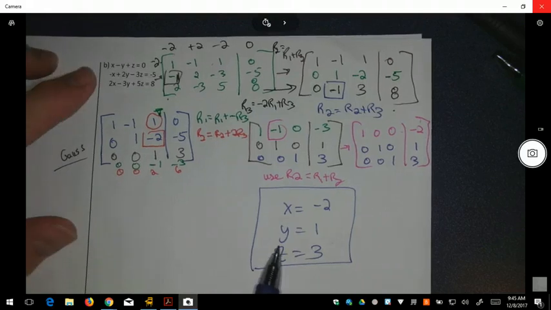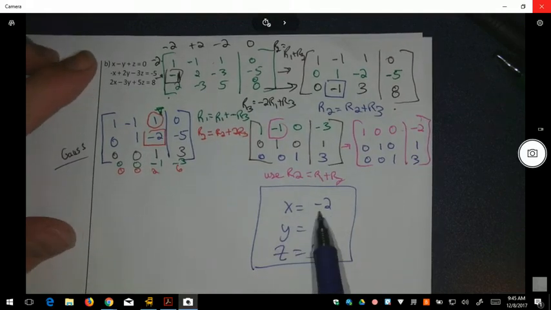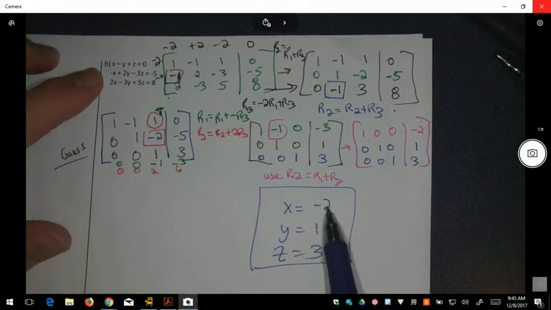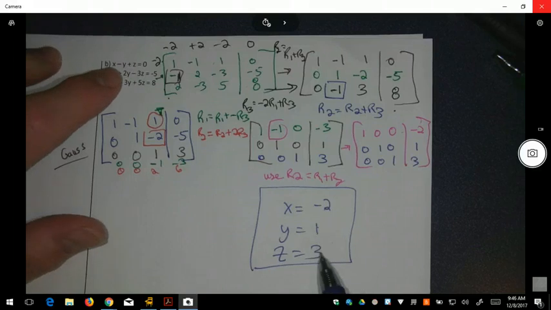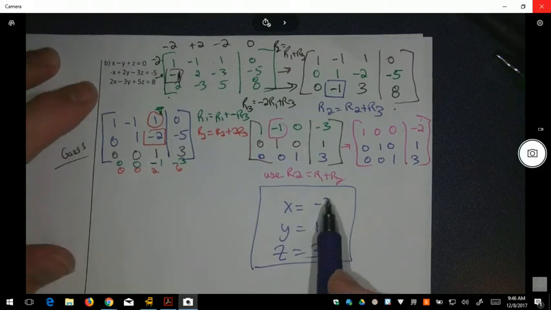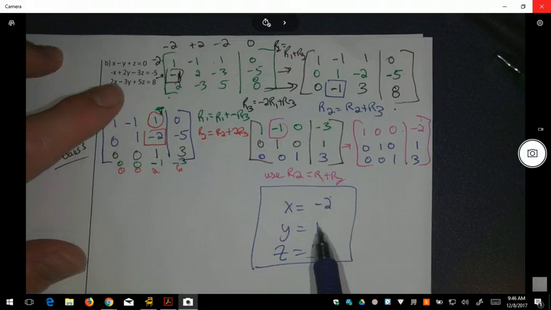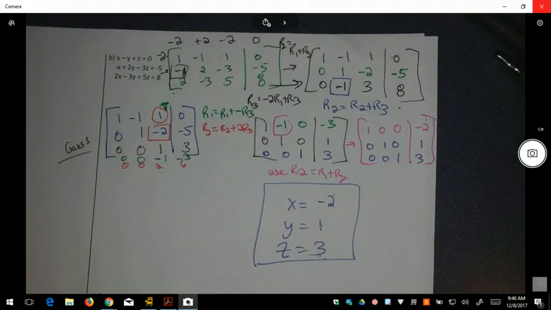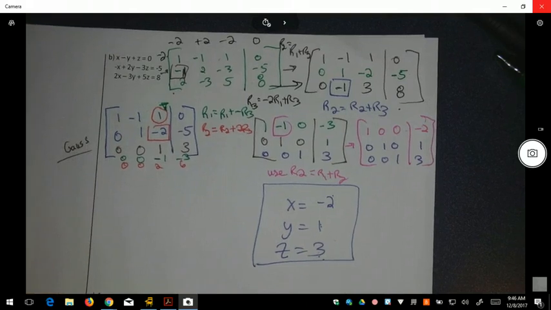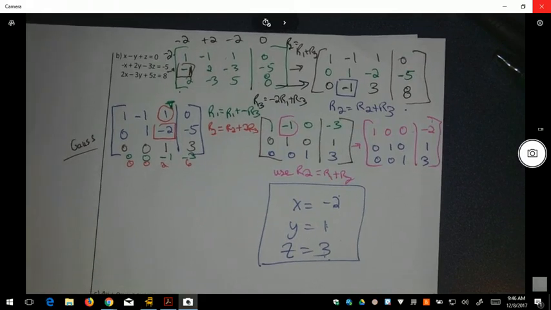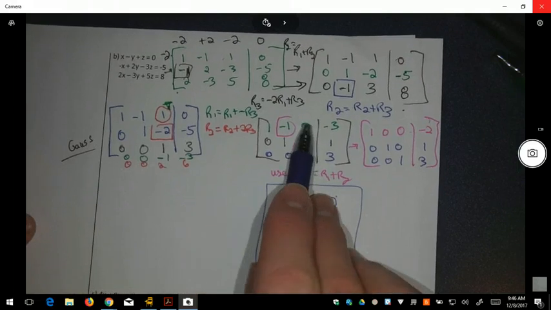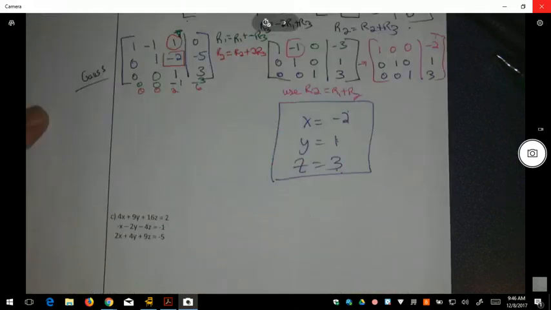I should plug these back in. I'm going to check real quick. That's negative 2 minus 1 is negative 3, plus 3 is 0. So that works. That's 2 plus 2 is 4, minus 9 is negative 5. That works. Negative 4 minus 3 is negative 7, plus 15 is 8. So it does work in all equations. So I know we did this right. We didn't make any arithmetic mistakes or any precision errors. So same as Gauss, and then we go after this 0, and this 0.